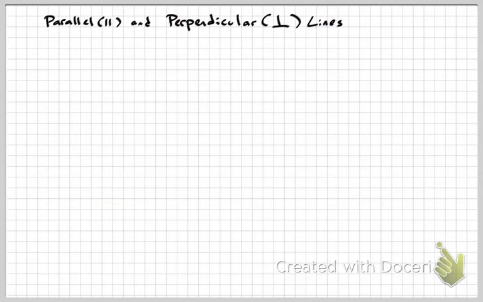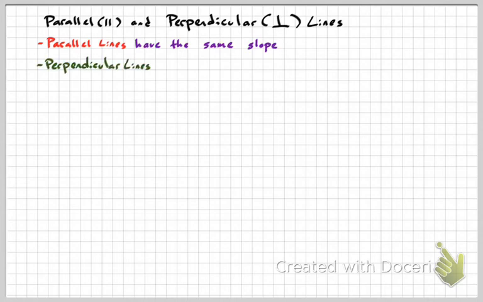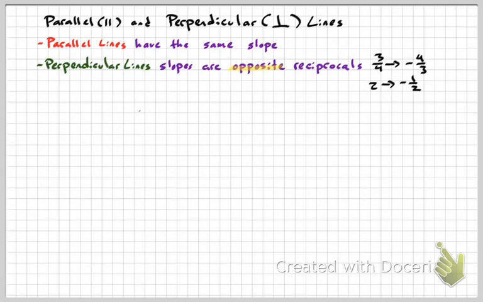Last thing of the day, just talking about parallel and perpendicular lines. So remember, parallel lines are lines that have the same slope, meaning they will never intersect. Perpendicular lines are lines that, when they cross, form a right angle. Their slopes are opposite reciprocals. So remember, a reciprocal is if the number's 2 over 5, the reciprocal is 5 over 2. But now since it's opposite as well, we change the sign. So 3 over 4, its opposite reciprocal would be negative 4 over 3. 2's opposite reciprocal would be negative 1/2.